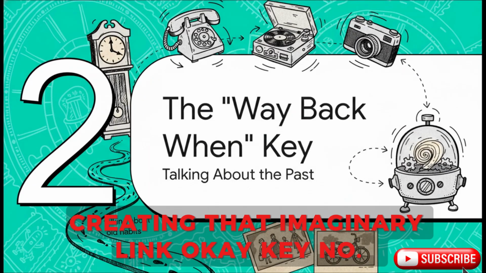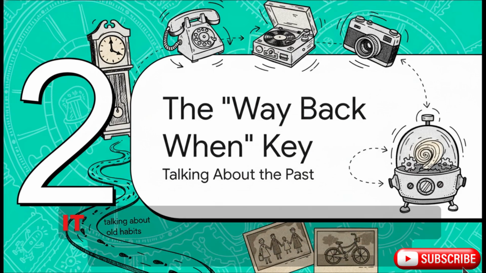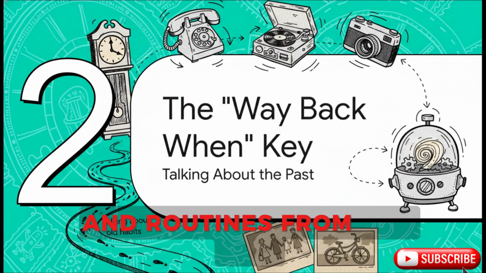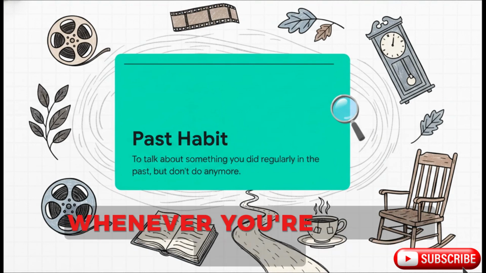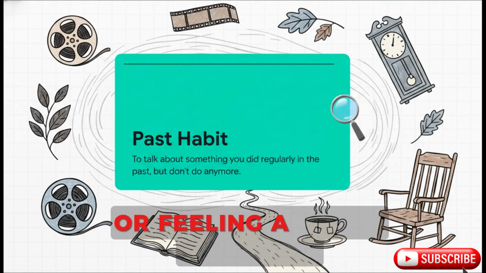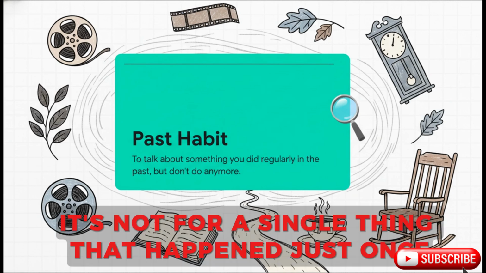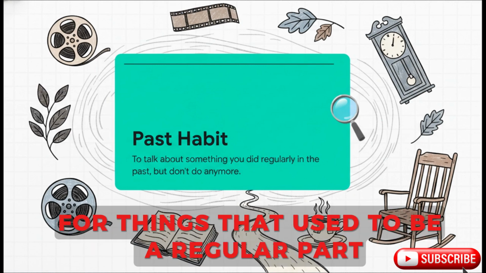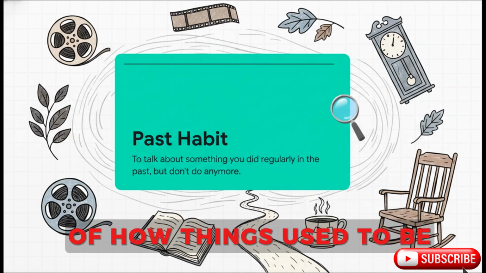Okay, key number 2. This one's kind of like a time machine for your language. It lets you jump back and talk about old habits and routines from the past. We call it the way back when key. You're going to use this key whenever you're telling stories or feeling a little nostalgic. It's not for a single thing that happened just once, but for repeated actions, for things that used to be a regular part of your life. It's like you're painting a picture of how things used to be.